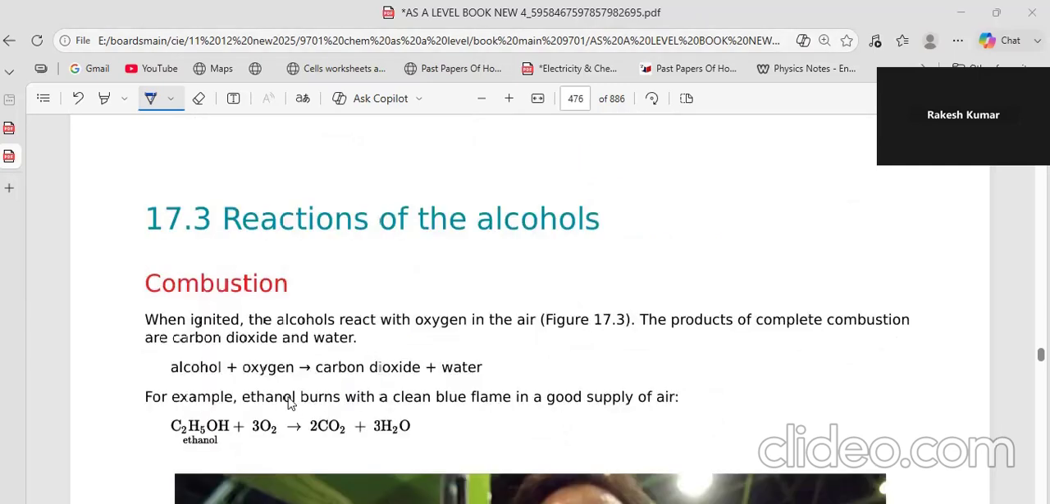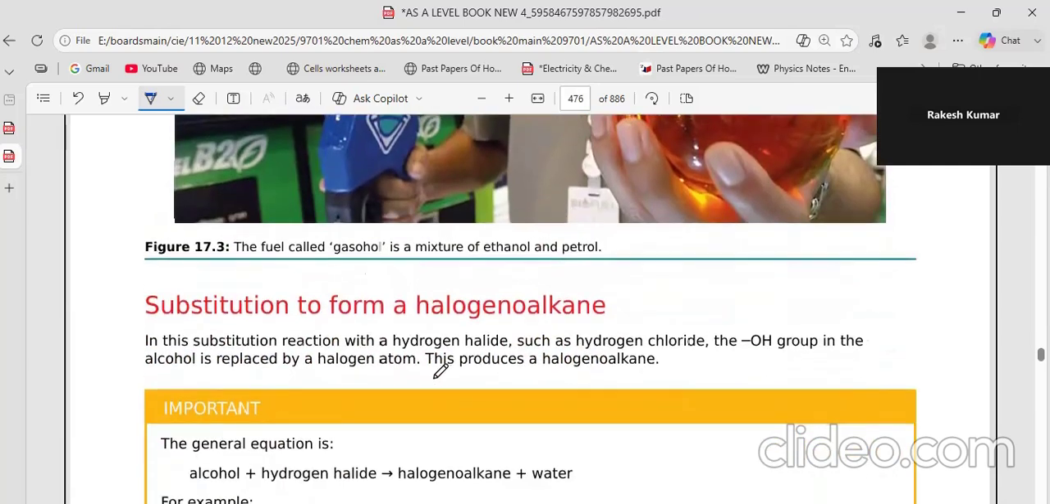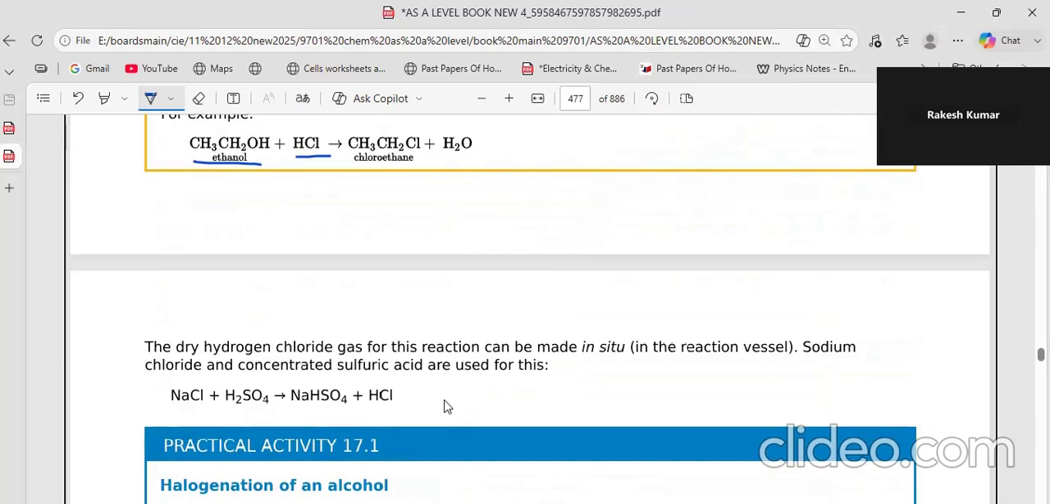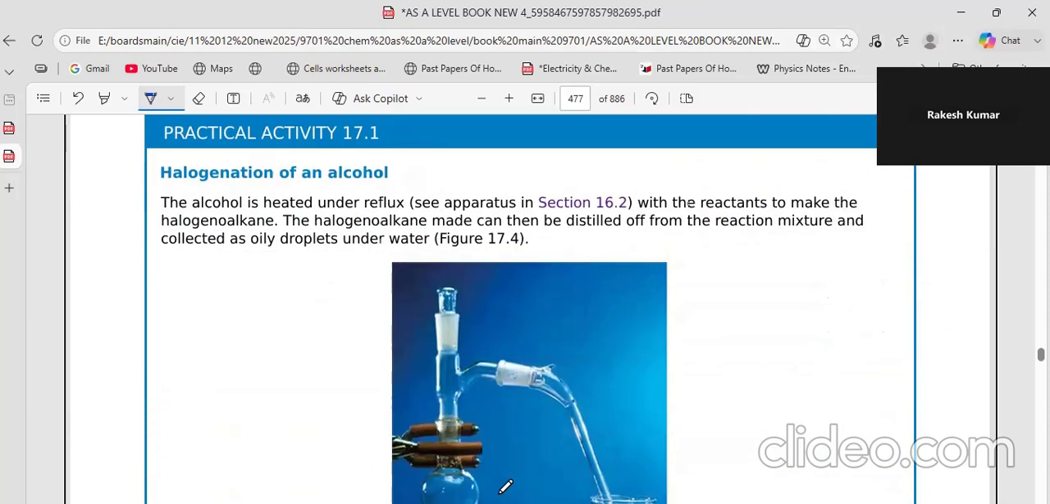So these are the reactions of alcohols. Combustion, it reacts with the oxygen and gives a clean blue flame and a good supply of heat. And its substitution with halogenoalkanes. So you have alcohol, it reacted with HCl. This hydrogen halide can be generated in situ. That means in the reaction vessel, you take NaCl and H2SO4 and HCl is formed. This HCl goes here and then reacts with this. So this is the activity.